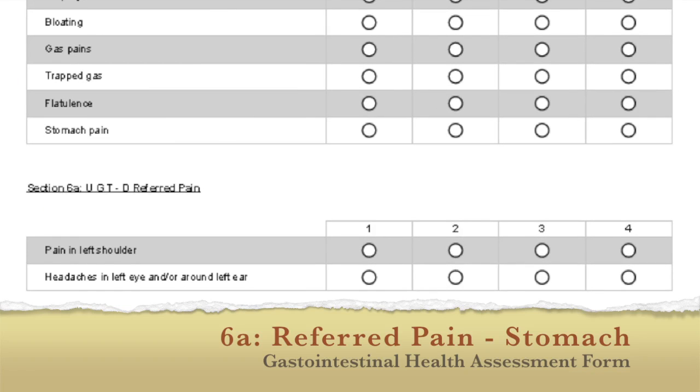Each organ refers pain to different areas of the body. Section 6A is referred pain from the stomach.